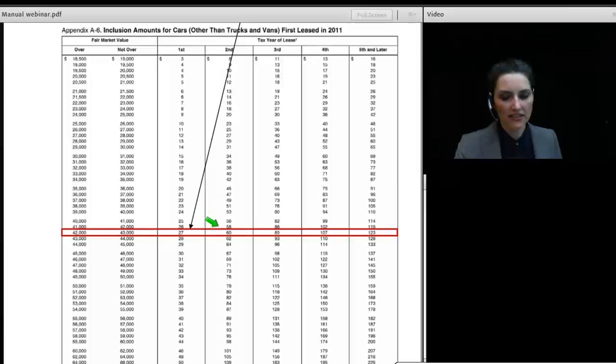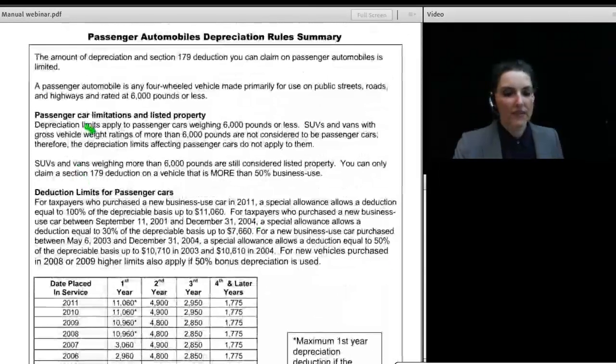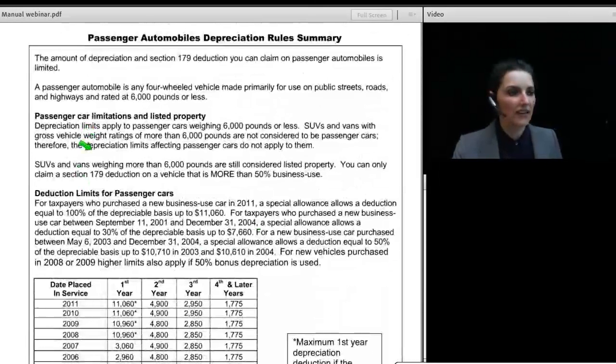The second year is $60. The third year is $89. The fourth year would be $107, but in the final year we use the same number as the year before, $89. So the next page we have here is just a summary of the highlights of what we've been talking about for the last couple of hours. The amount of depreciation and Section 179 deduction you can claim on passenger automobiles is limited.